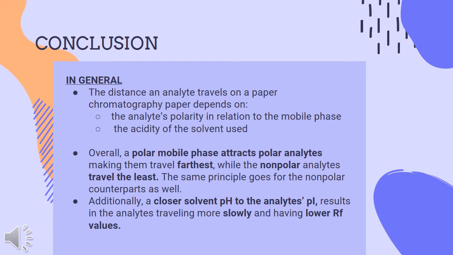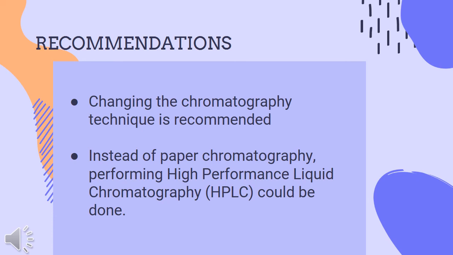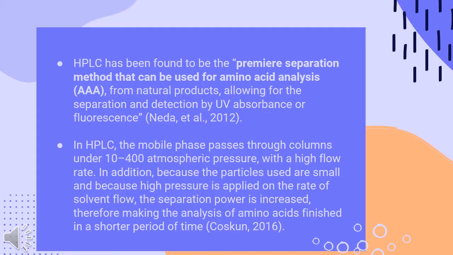In future practices of this experiment, changing the chromatography technique is recommended in order to get more appropriate and accurate results. Instead of performing paper chromatography, high-performance liquid chromatography could be done. In a study by Neda et al. in 2012, HPLC has been found to be the premier separation method that can be used for amino acid analysis, AAA, from natural products, allowing for the separation and detection by UV absorbance and fluorescence.